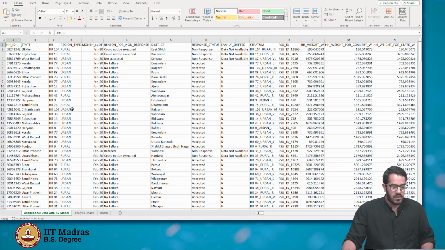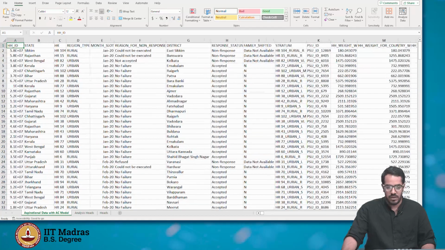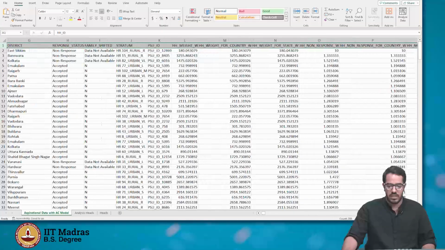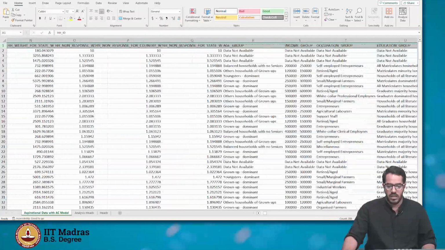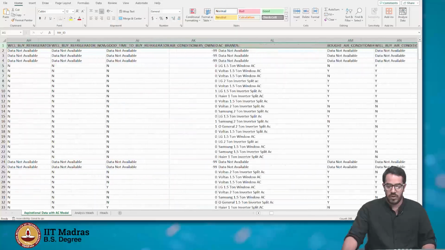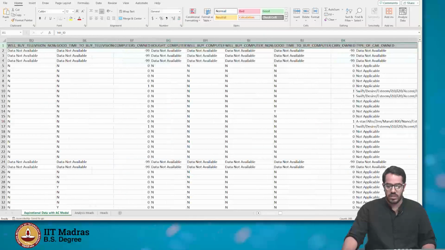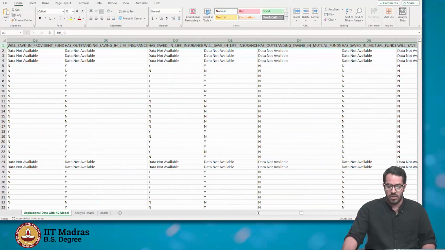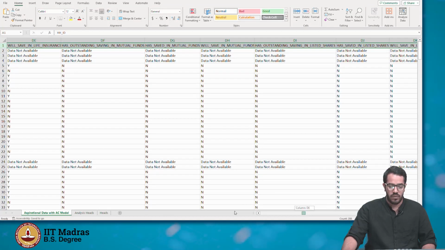So here we have the base data. If you want, I can zoom into it. In the first row itself, we are able to see that there are a lot of data points, which extend to a section going till the end. So that gives us a lot of data points.